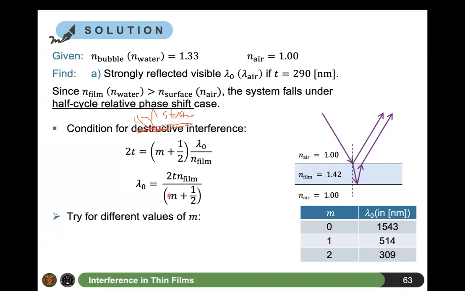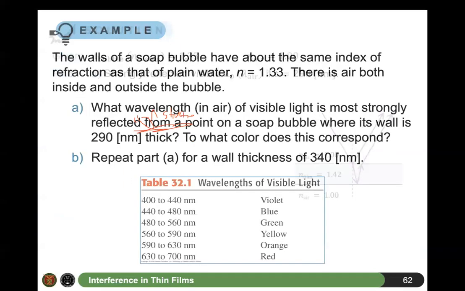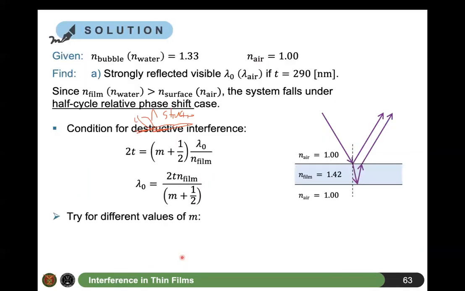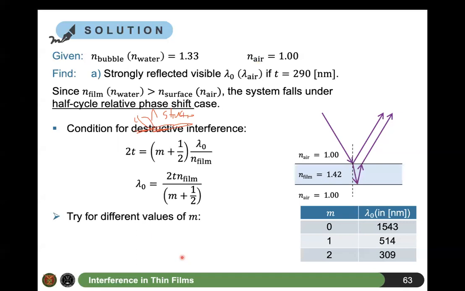And then we try for different values. Alam natin yung T, right? Alam natin yung N film. Hindi natin alam yung lambda naught and M. So, we try different values. If M equals 0, we get this. If M equals 1, we get this. And if M equals 2, we get this. Now, ang tinatanong lang, strongly reflected in the visible spectrum. Ang visible spectrum natin is this, 400 to 700 nanometers.